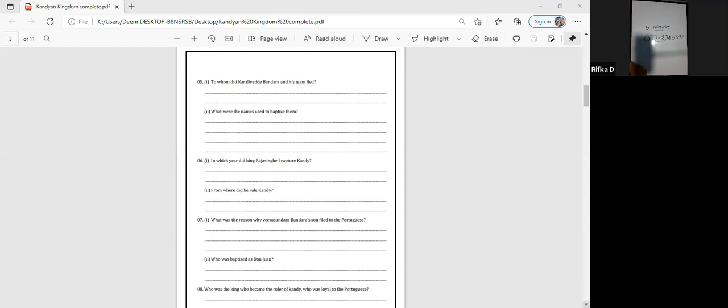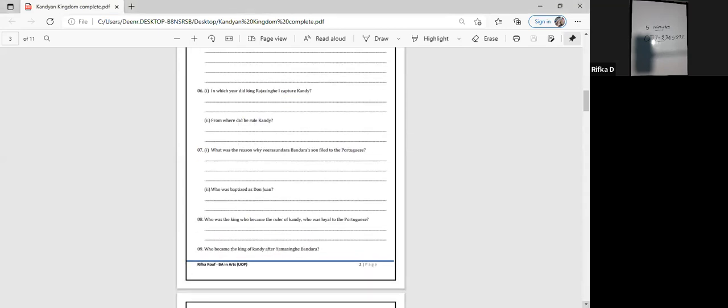Right. Then what were the names used to baptize them? So Kusumasana Devi as Dona Katarina, Yamasingha Bandara as Don Philip. Right? Okay. In which year did King Rajasingha I capture Kandy? In 1580 AD.